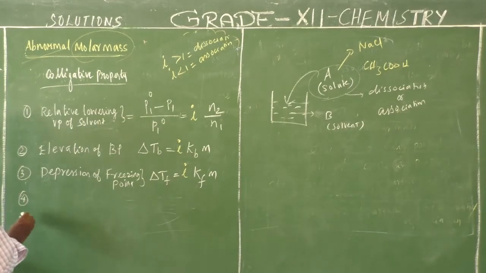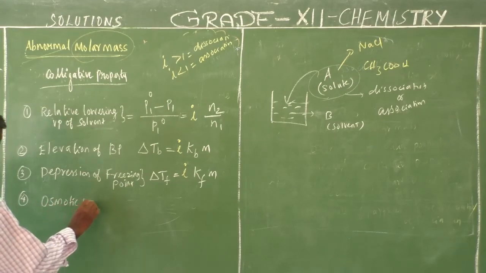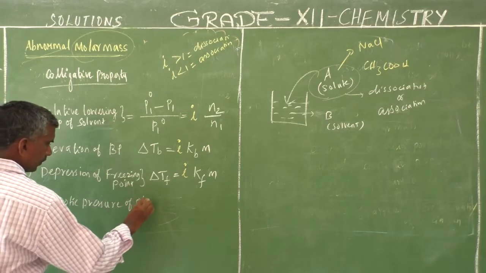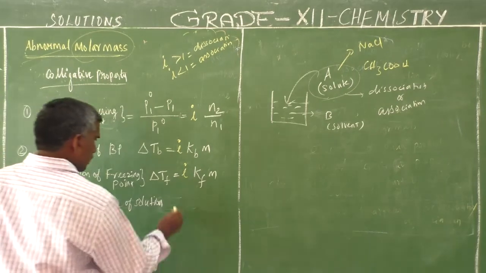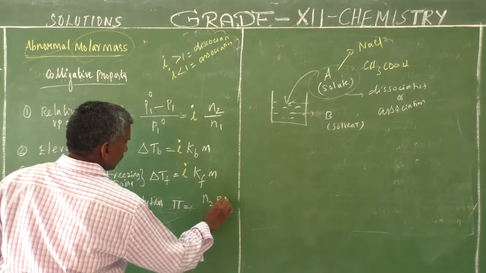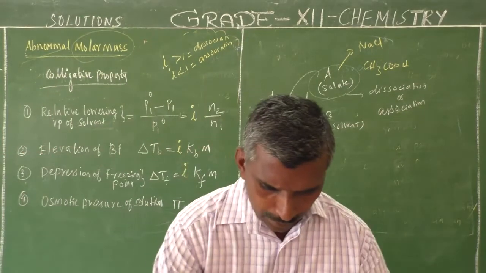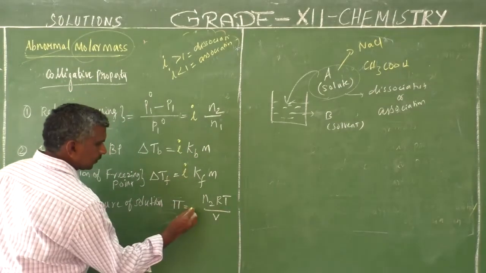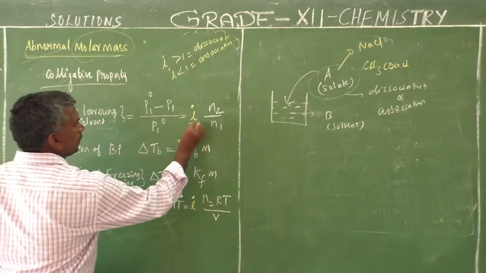Now for osmotic pressure, the pressure of the solution. That is pi equal to nRT by V. Here n2 RT by V, only one thing changes. That is I. Only one term is increasing. That is the I value.